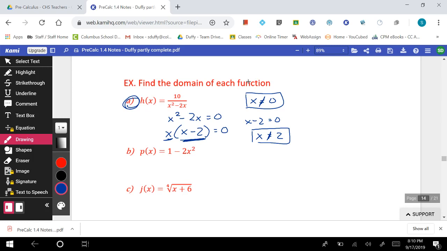And you say, okay, is there any value that you cannot plug in for x? Does this have any restrictions? Is it under a square root or under a root of any sort? Is there any fraction in this? No. So the x, or the domain, will be all real numbers.